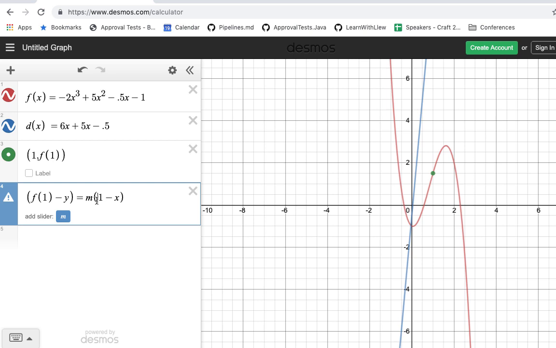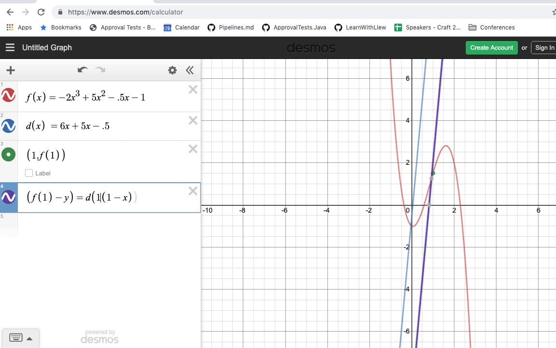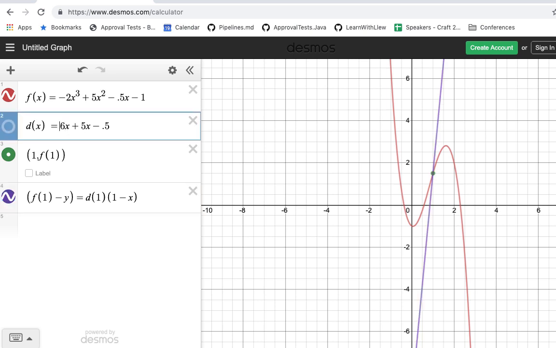And we know what m is. m is our derivative. So that's going to be d of 1. And let's turn that off so we don't get confused. And we can clearly see here that this is not the slope of the tangent. This is not going right next to the line. So let's see if we can fix up this derivative. It should be -6. Oh, still not looking very good.